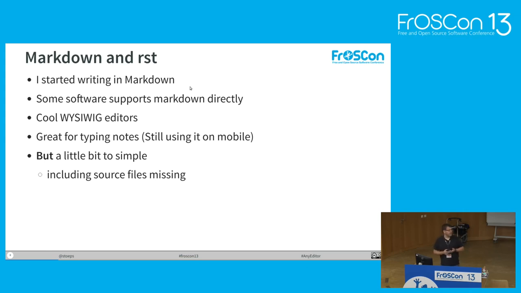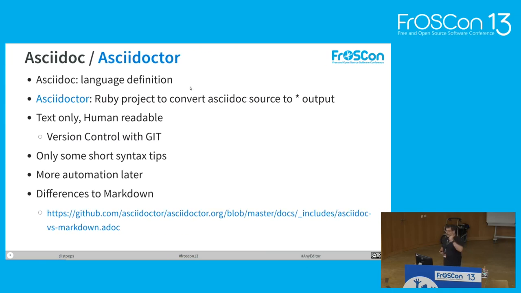I could type on my mobile or my tablet, which was quite good, but it was a little bit too simple. The including of property files was too complicated for me. So I found out there is a project, Asciidoc and Asciidoctor. They are working on a version 2 at the moment. I think the last stable is 1.6 or 1.59.